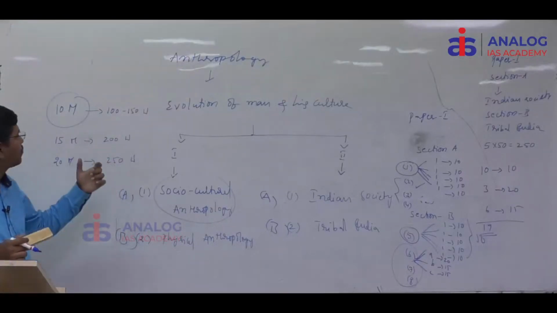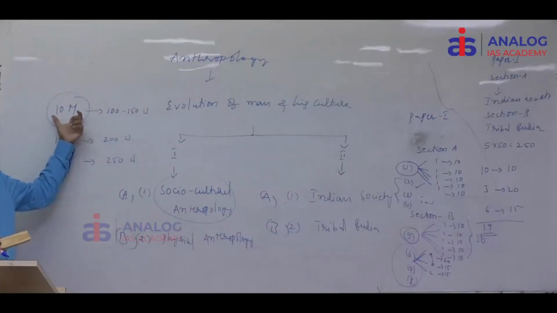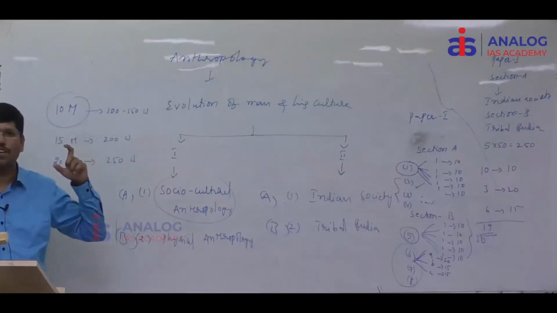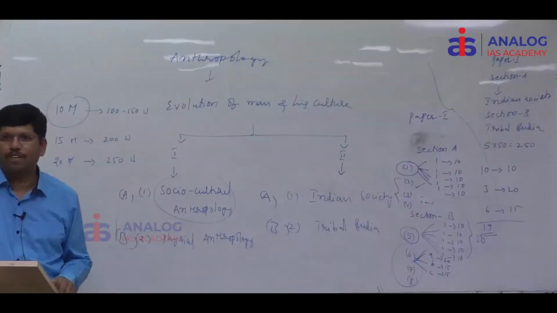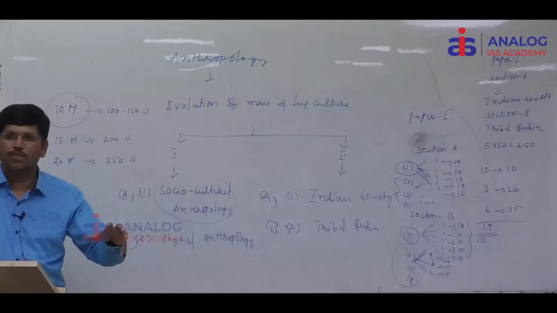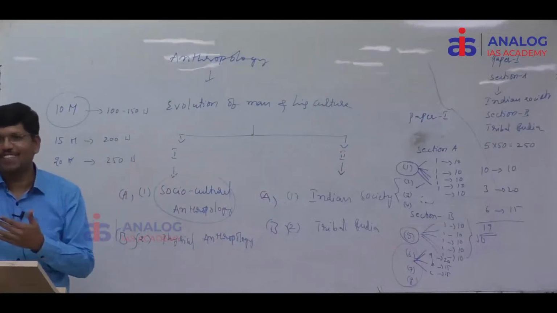If we calculate an average for writing the answer to one 10 marks question, you require 6 minutes of time in the examination. It is roughly between 6 to 7 minutes, but in the first 10 or 15 minutes you will waste time going through the entire question paper.